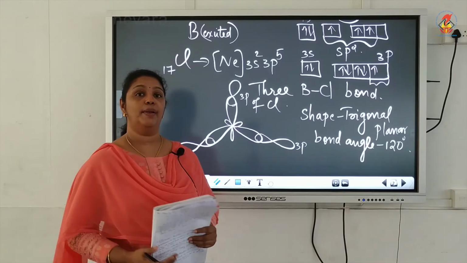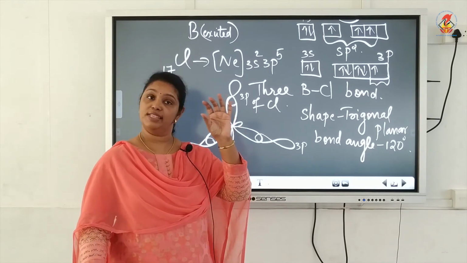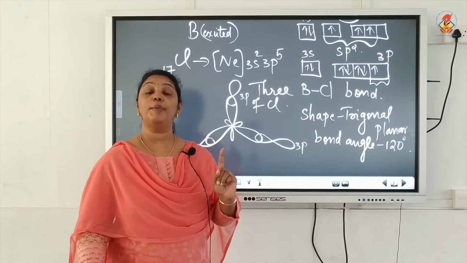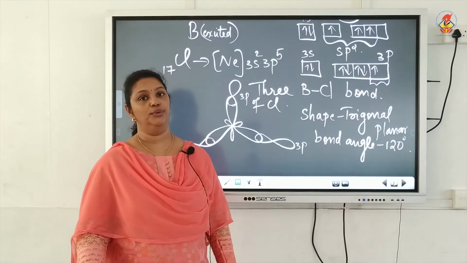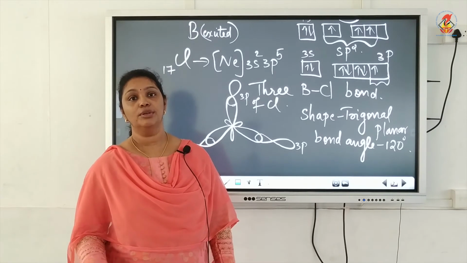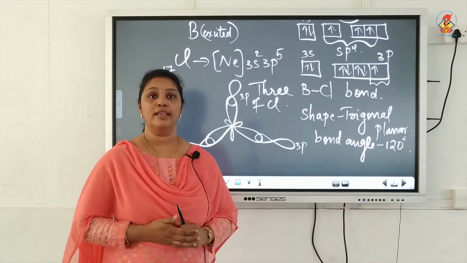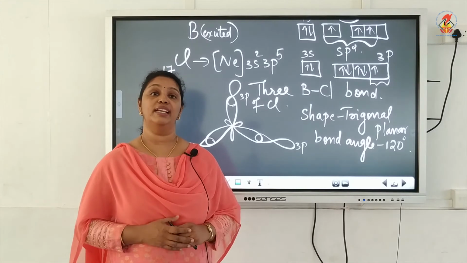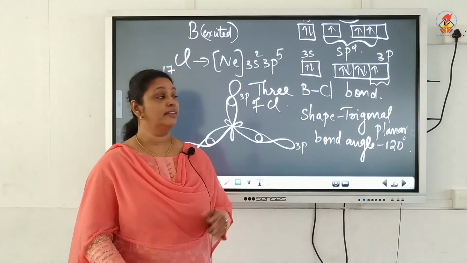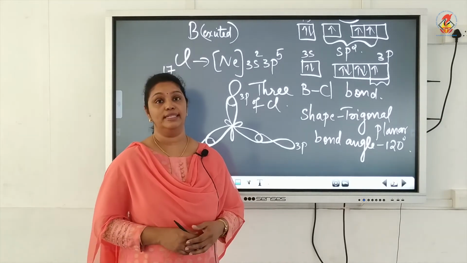The same can be applied to BF3 also, where boron is sp2 hybridized and the sp2 hybrid orbital overlaps with the half-filled 2p orbital of fluorine, because in fluorine the 2p orbital is half-filled. So with this we complete sp2 hybridization. We have two examples: one is ethene and the other is hybridization in boron trichloride. This is also called trigonal hybridization. The bond angle is 120 degrees.